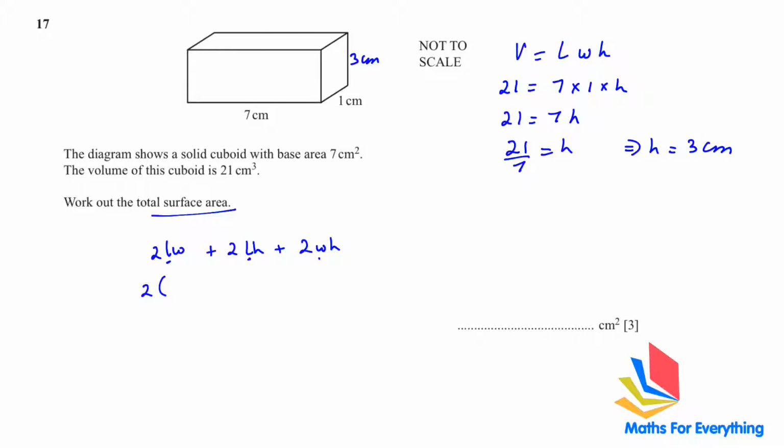Length is 7 and width is 1 and height is 3. This whole thing we'll put in the calculator to get 62 square centimeter.